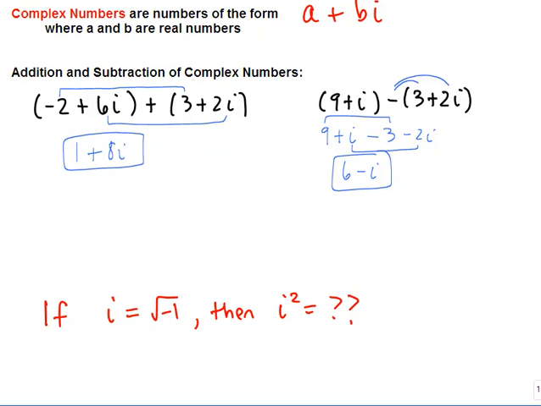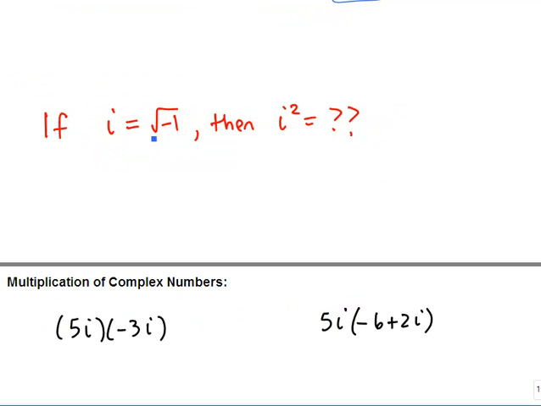Okay, so we talked about how you add and subtract complex numbers. The next thing we're going to talk about is how you multiply them. And before we get to that, we need to talk about the fact that if we know that i is the square root of -1, then look what happens if we were to square both sides. So if I square both sides, then the left side becomes i squared, and the right side becomes the square root of -1 squared. And you know that a square root and a square undo each other. So these would cancel each other out, and that tells us that i squared equals -1.